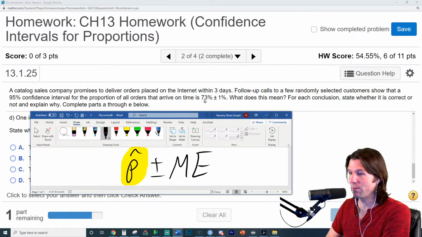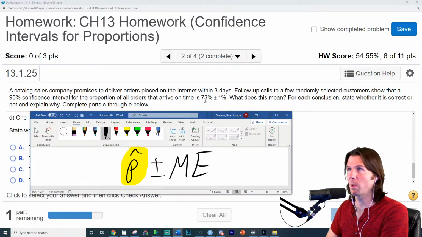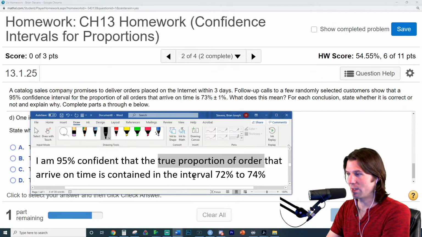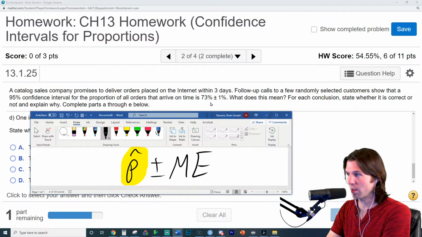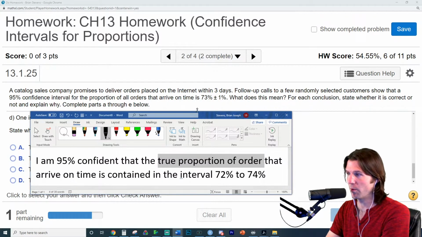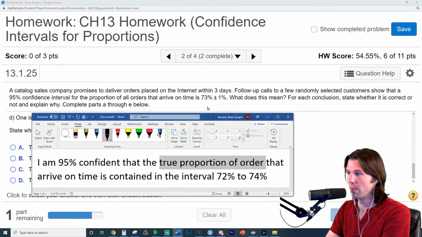This random sample was 73%. And we're not trying to estimate what will happen in a random sample. We're using the random sample to estimate the truth. So this one right here being 73% is showing us that 73% of the random sample customers got their order on time. We're using that to build an interval to estimate the true proportion of customers that got their order on time. Does that make sense, Charlie?